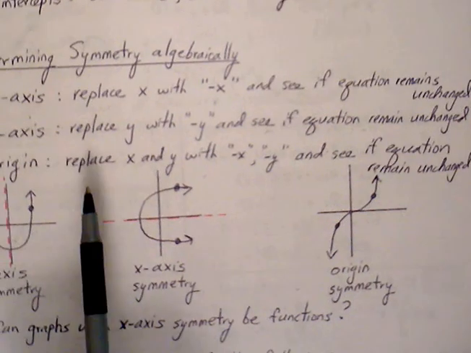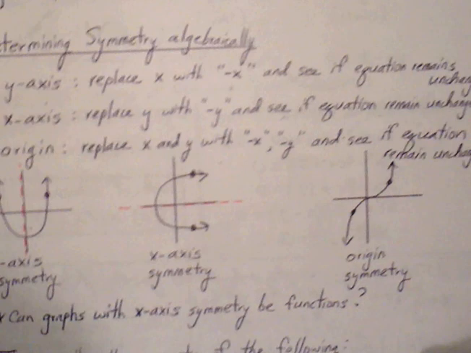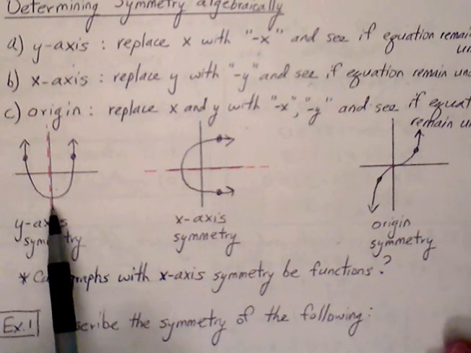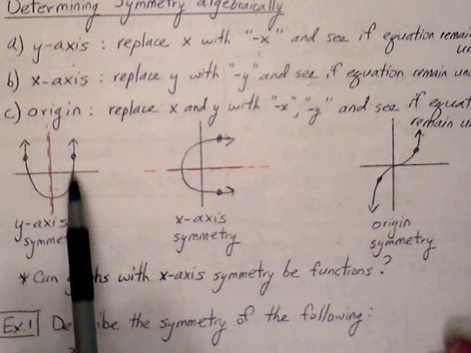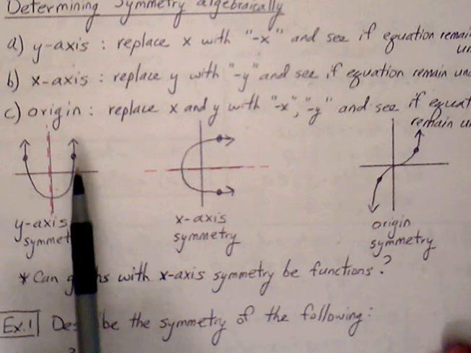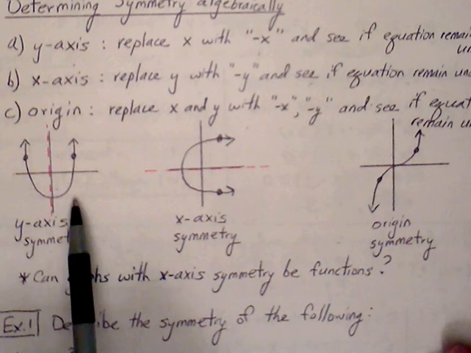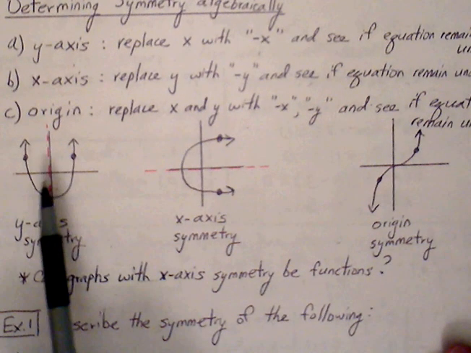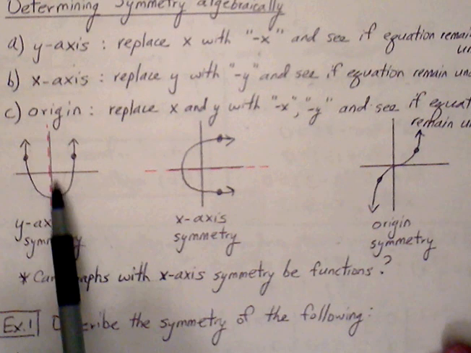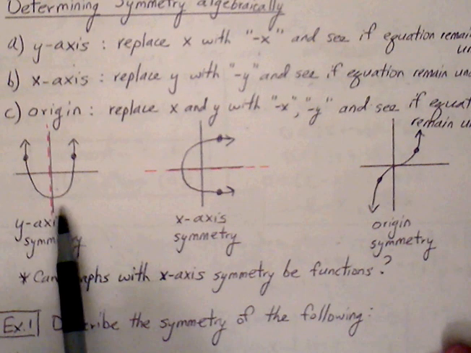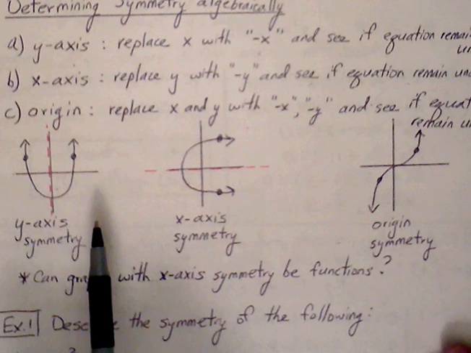And an example of y-axis symmetry is a parabola. If we have y is equal to x squared minus 1, for instance, we see that there is y-axis symmetry. We can take this graph, fold the graph along the y-axis, and we see that the graph is going to overlap each other.